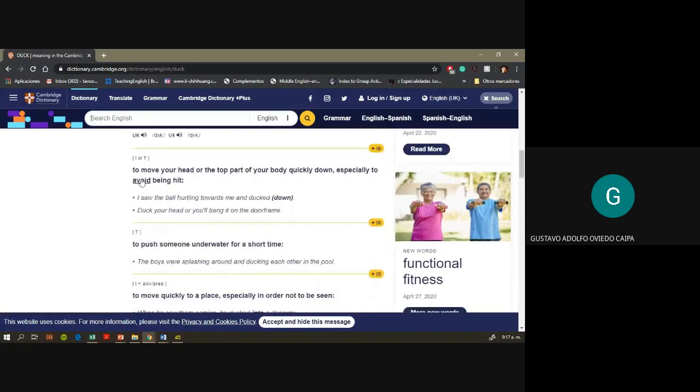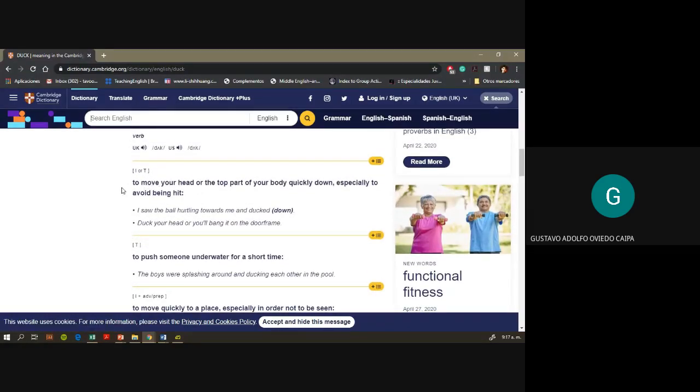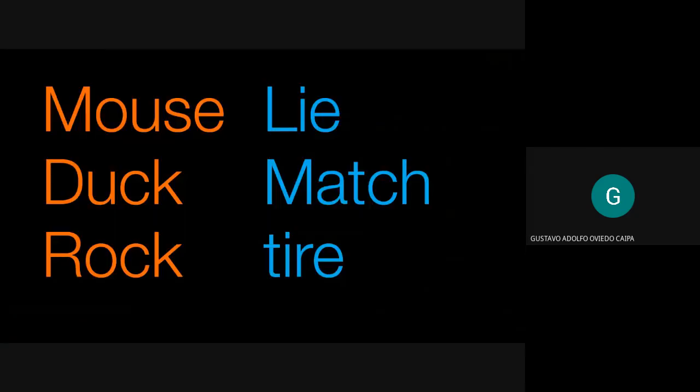Normally, it means avoiding, but more like a physical avoiding. For example, in the definition, to move your head or the top part of your body quickly down, especially to avoid being hit, right? An example: I saw the ball hurling towards me and ducked, normally ducked down, right? When someone is trying to throw something at you and you move out of the way, you get down, that means you duck, right? So that's another meaning of the word duck that is not at all compatible with the meaning of animal.